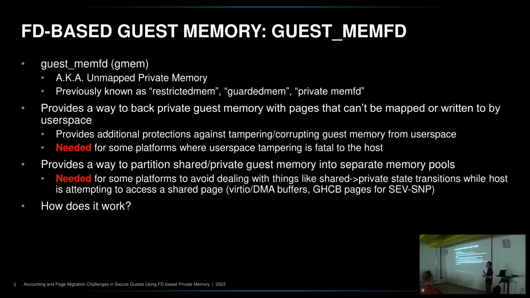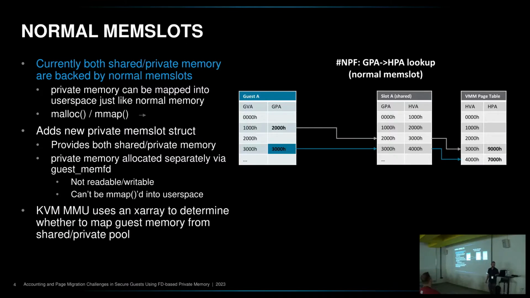which would probably involve adding hooks and locks all over the place, but by having two separate pools of memory, when the host is accessing shared memory, that memory is always going to be shared. And when the guest switches to private memory, it's just going to start mapping memory from a different pool instead of changing the state of the memory that a host might be accessing. So let's look at how that's plumbed into KVM in a bit more detail here.